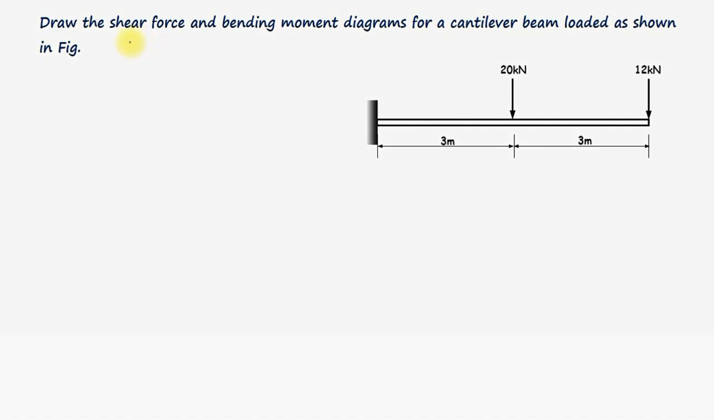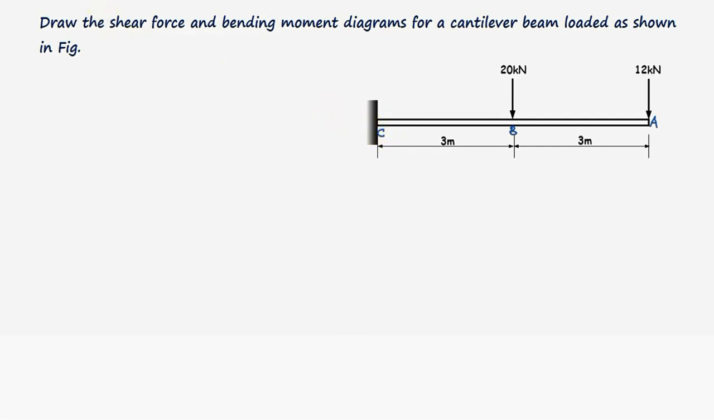Hi, welcome back. In this question, we need to draw the shear force and bending moment diagrams for a cantilever beam loaded as shown in the figure. First of all, let us label the points. Let this point be A, this one be B, and this one be C.